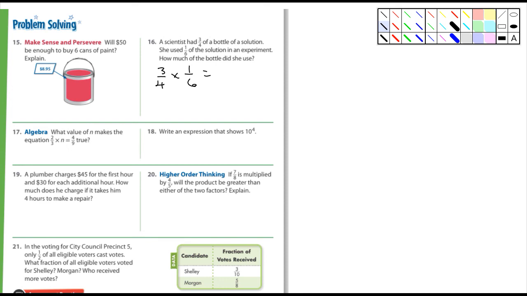Number 17, what value of n makes the equation true? 2/3 times n equals 4/9. Okay, 2/3 times n equals 4/9. Well, let's see here. Think about this. 2/3 times something equals 4/9. What times 2 equals 4? What times 3 equals 9? Well, 2 times 2 equals 4, and 3 times 3 equals 9. There you go. So it's 2/3. Number 18, write an expression that shows 10 to the 4th. Well, it's going to be 10 times 10 times 10 times 10, 4 times.